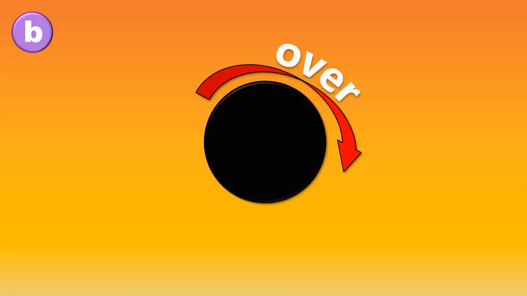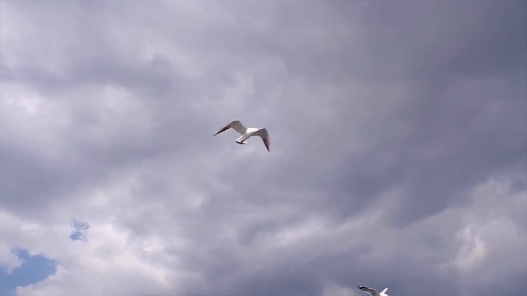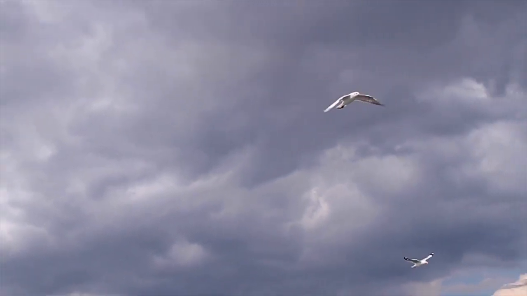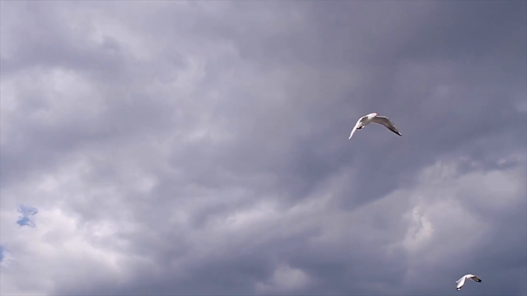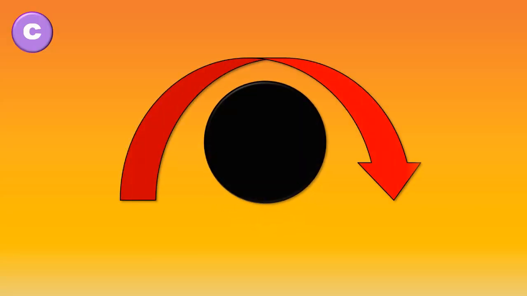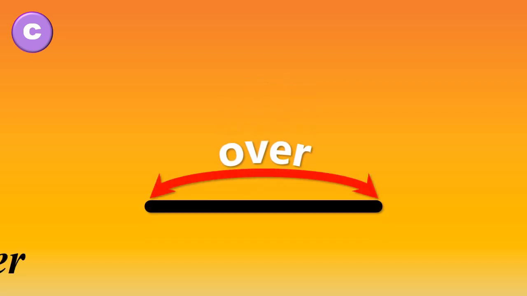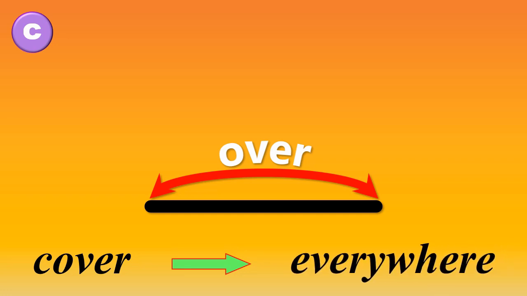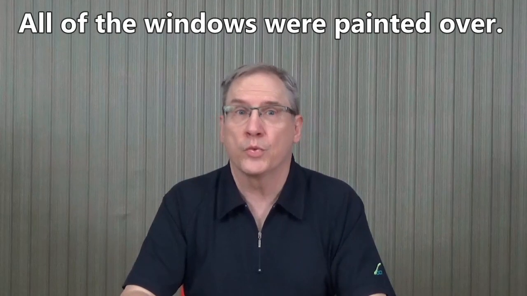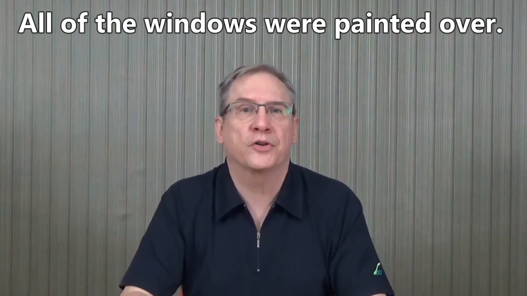Illustration B. Higher than. A bird flew over the lake. The bird flew high up in the sky with the lake down below. Illustration C. Cover something completely or everywhere. All of the windows were painted over. Someone had covered the windows with paint.